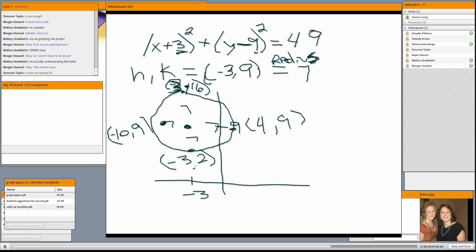Now, here's the thing to remember. What if this was a minus? What would this graph look like? Would it be a circle still?